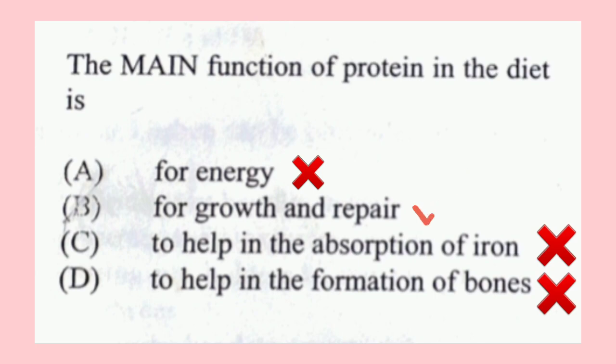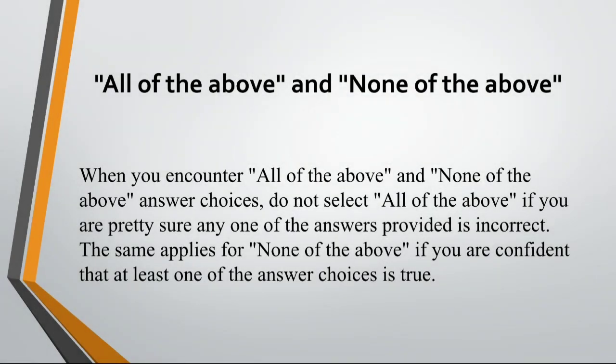And the final strategy that we're going to look at involves analyzing terms such as all of the above and none of the above. So when you encounter these two terms, normally we advise that you do not select all of the above if you are pretty sure that one of the answers provided is incorrect. And the same would apply for none of the above. So if you are confident that at least one of the answer choices is true, do not select it.